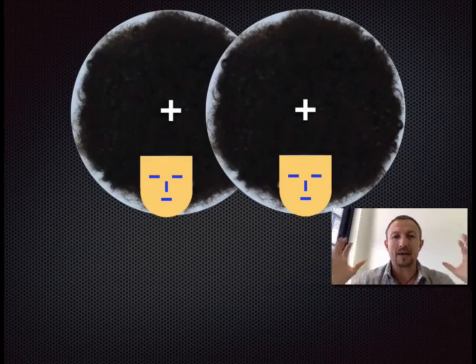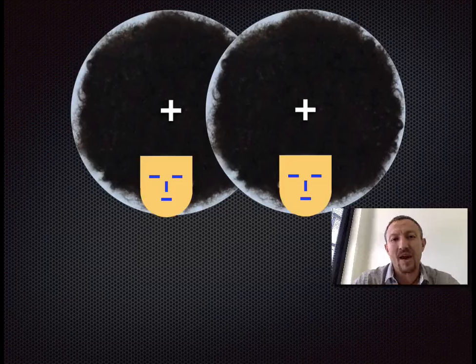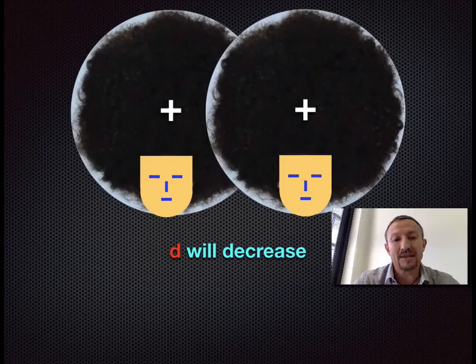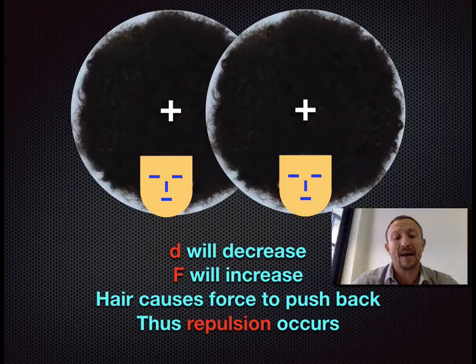Now, obviously, the bigger the hair, the more field lines, the more spongy it is, the more force is going to be generated. So as a result, you can see this interaction between electric field lines, force, and the distance. As the distance decreases, the force will increase because the hair causes this force to push back, and thus repulsion will occur.